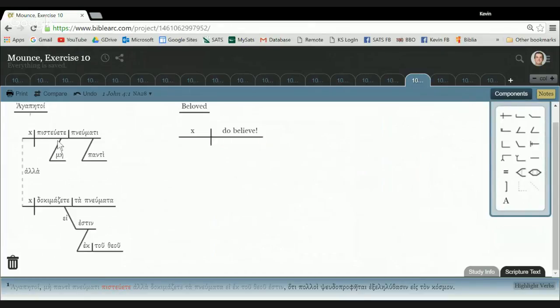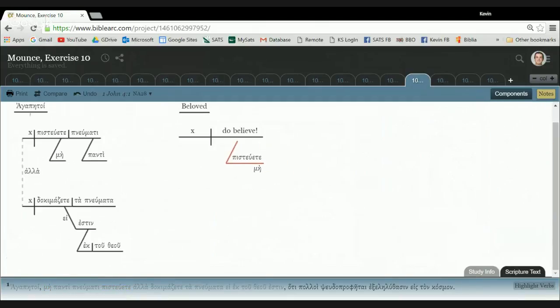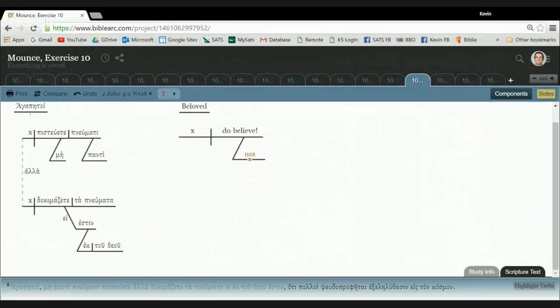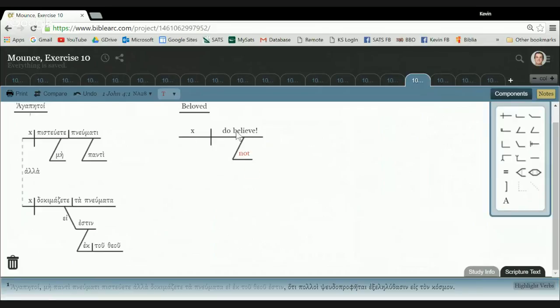And then we've got mē. Mē is a negative. It negates the verb pistuete, and it means not. So non-verbal modifiers, okay, don't worry about this, that's going to cause all kinds of nuisance. Non-verbal modifiers are graphed like this. So the clause says, do not believe, basically.